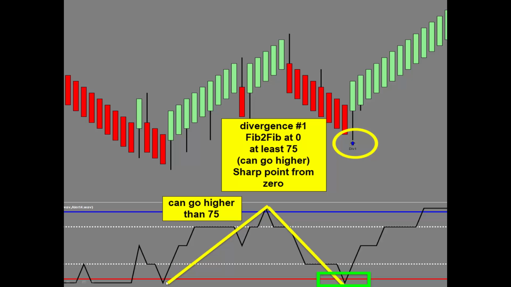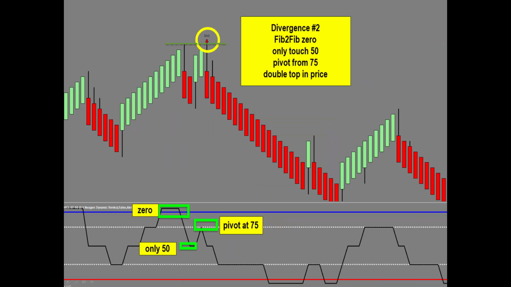We start at the 0 on our Fib2Fib oscillator, and yes, it can go higher than the 75 sell line. So even though we went past 75 and back to the 25, it's still a good divergence potential. And as long as we don't make anything more than one bar down at the zero, and we end up making a sharp point here, we can still have that divergence pattern. So it's a little bit bigger swing, but you can see the sharp point and divergence, really good opportunity for counter trend trading.